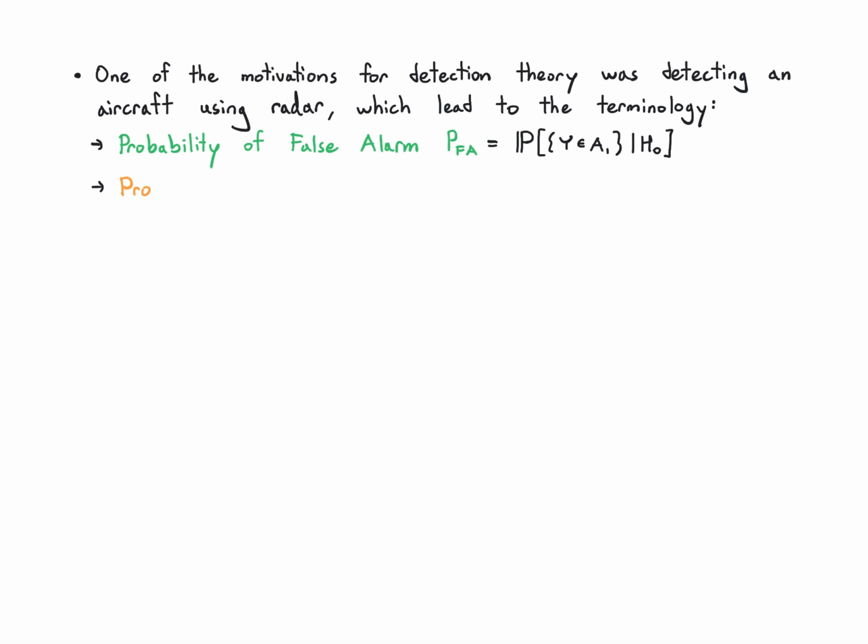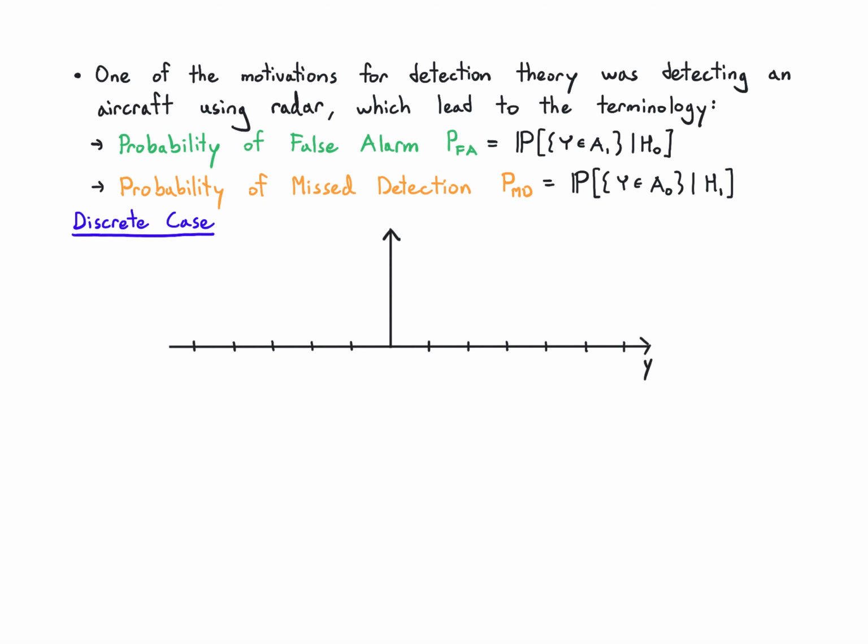Similarly, the other side of it is the probability of misdetection, P sub MD. This is the probability that y falls into A0, so you decide that there is no aircraft when there in fact is an aircraft, H1. And so you missed it. You missed detecting that aircraft. All right, so let's draw something. Let's draw in the discrete case what we should expect to see.